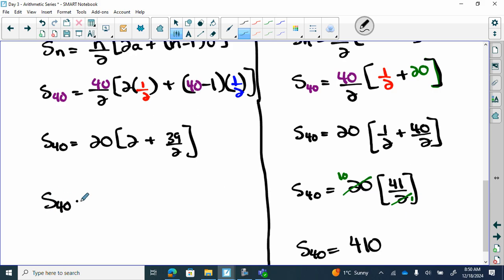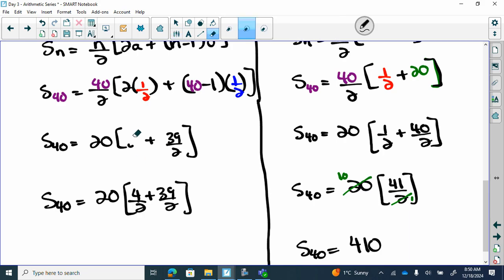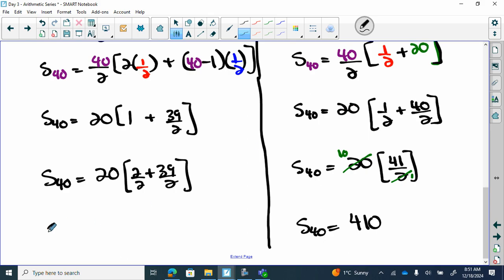If I add these, 20, 2 over 1 is going to give me what? 4 over 2 plus 39 over 2. I got something jammed up. Here's my problem. 2 times a half is not 2. What is it? It's 1. Okay? 1 over 1 would be 2 over 2. It's going to bring me back to this same thing right here.